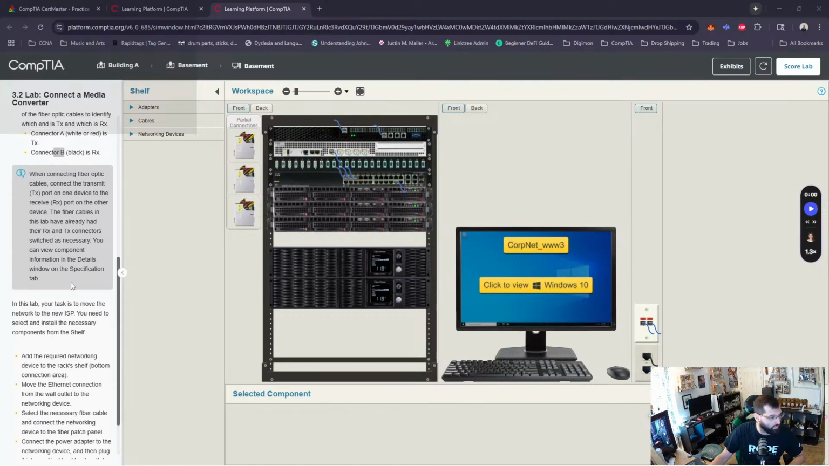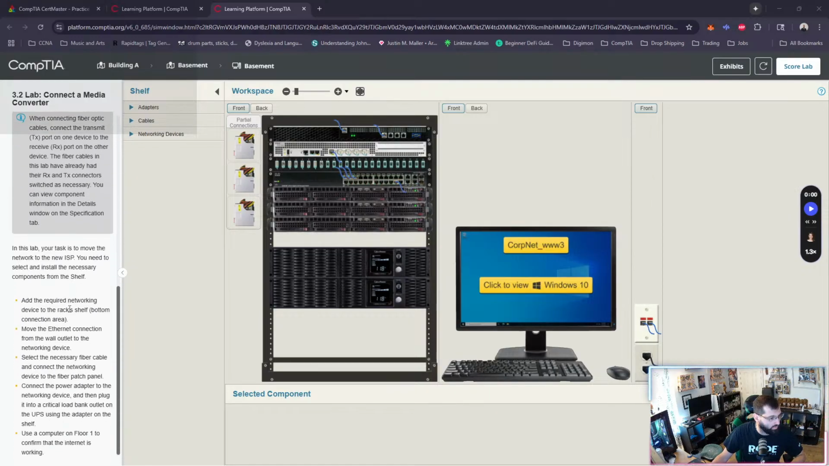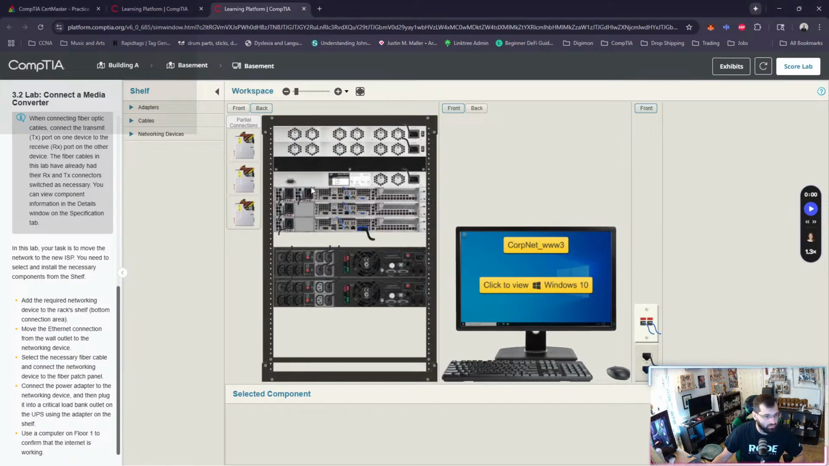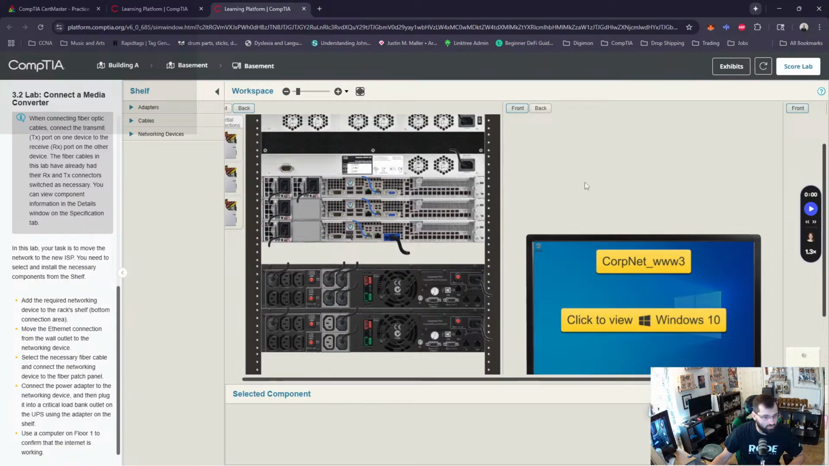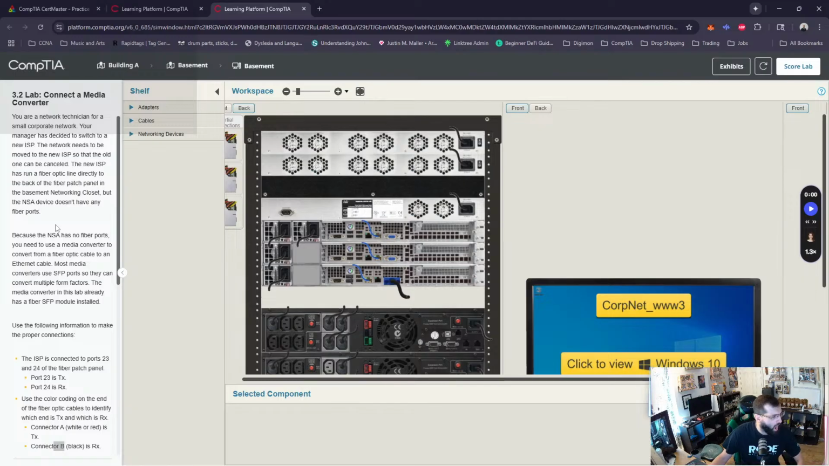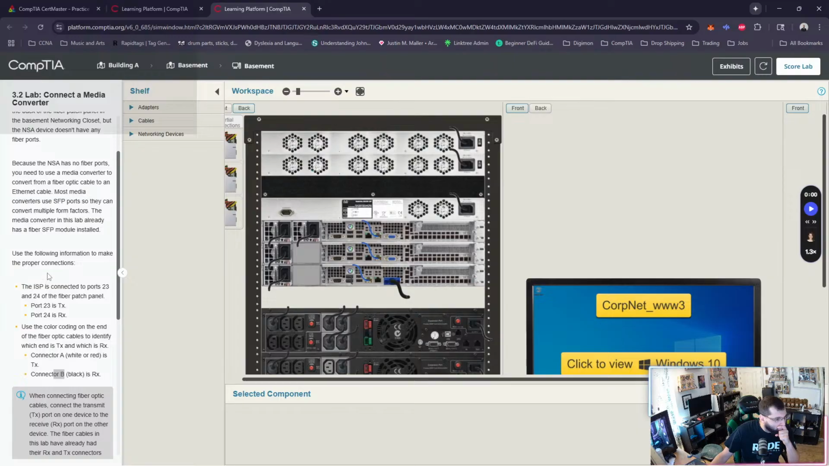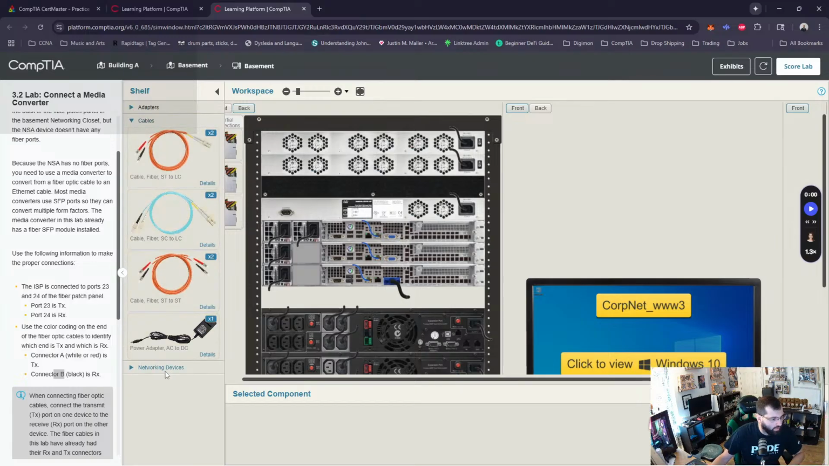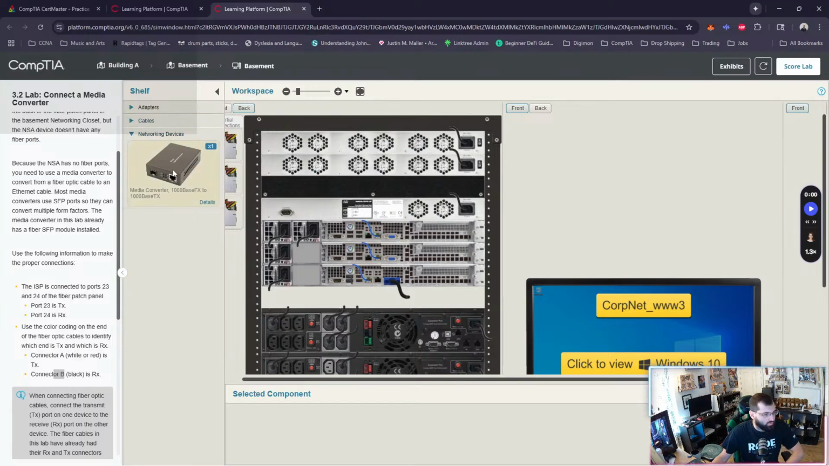So first thing we got to do is add the required network device to the rack shelf. And what we have to do is figure out which one's which. Okay, so there's our adapter. Here's our cables. And then here's our converter box.